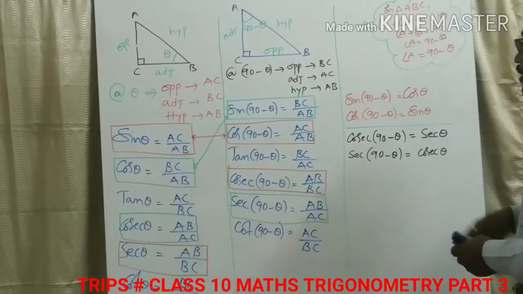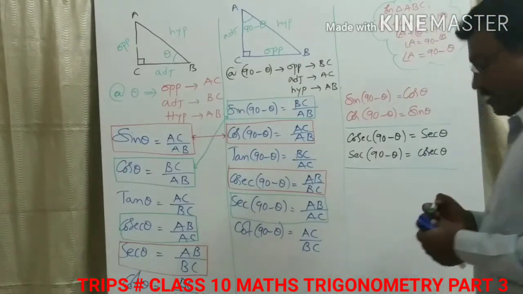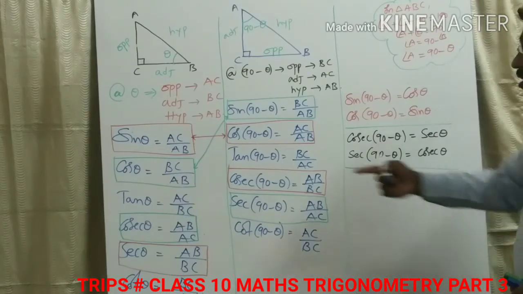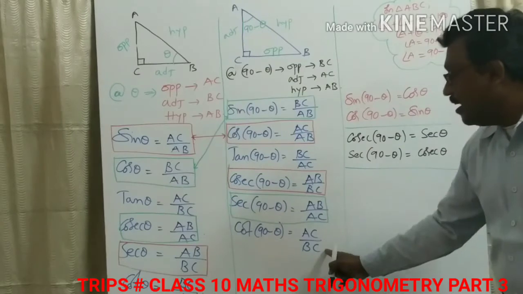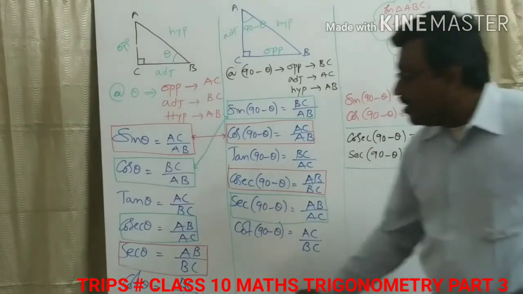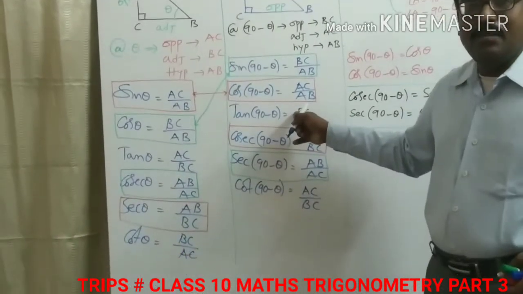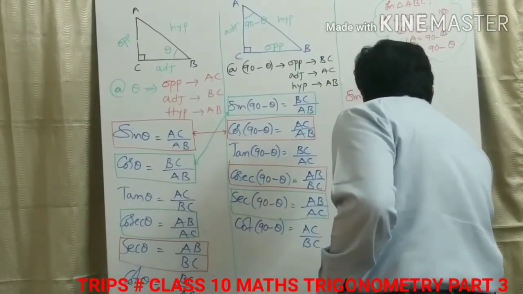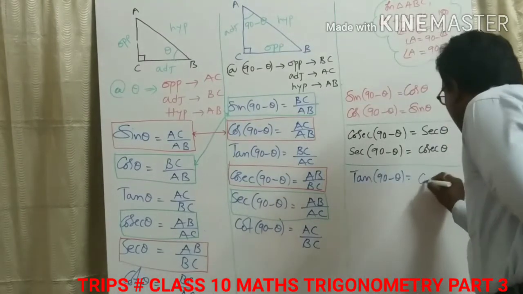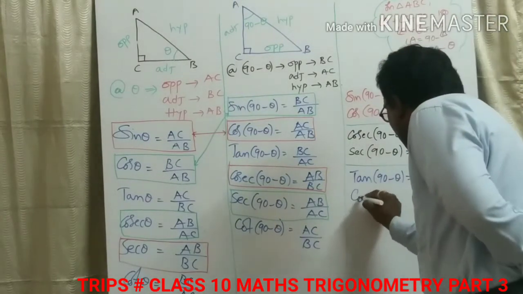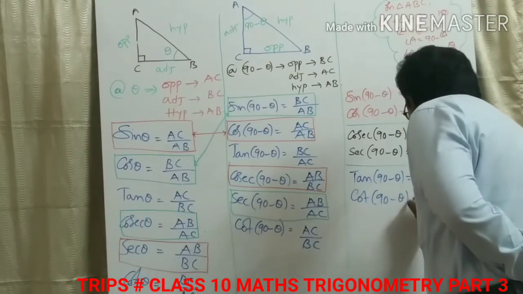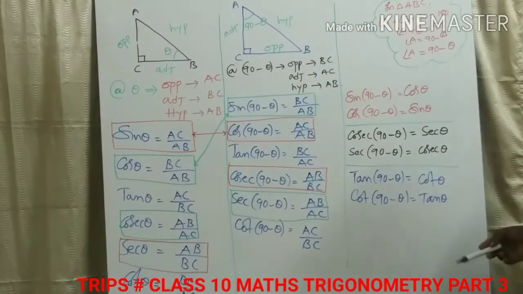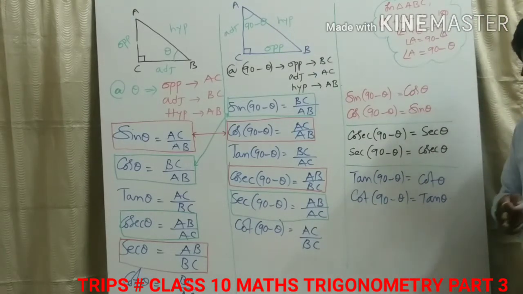Okay, now the rest of this set, one more is there, because we have 6 trigonometric ratios. That is tan theta, cot(90 minus theta), cot theta, tan(90 minus theta). So they are equal. So tan(90 minus theta) is cot theta, cot(90 minus theta) is equal to tan theta. So these are complementary angles in trigonometry.